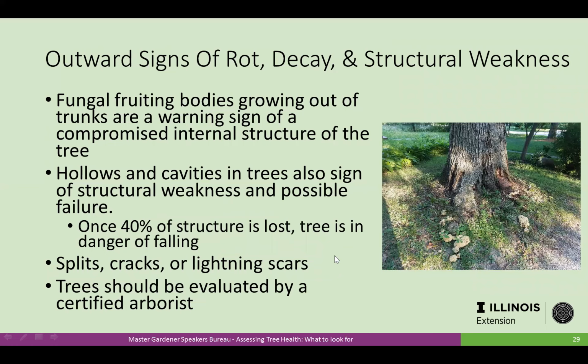So you can't always see what's going on in that tree. Same goes with these splits, cracks, and lightning scars. You just don't know. And what you should do is have that tree evaluated by a certified arborist. With our own extension, we have people that can help you find those arborists if you're not sure where to find one. So feel free to reach out and see if they have any ideas of someone that you could have come in to evaluate your plant.